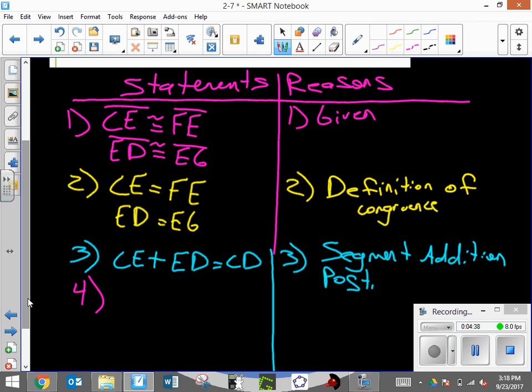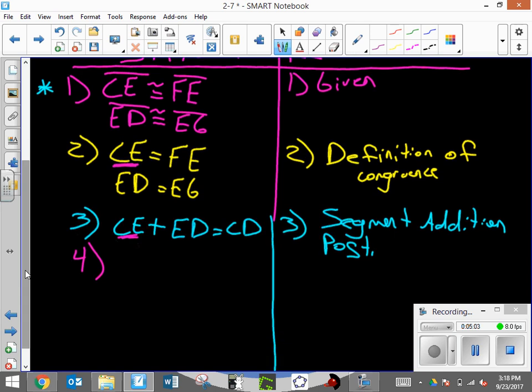I'm going to mark that I've used step 1 completely. I've done something with it, so I'm going to put a star next to it, saying that I'm done with it. Okay, I want to use statements 2 and 3 at this point. If I look, I see a CE here, and I see a CE here. CE is actually equal to FE, so I'm going to replace CE with FE in statement 4. So I've got that situation.